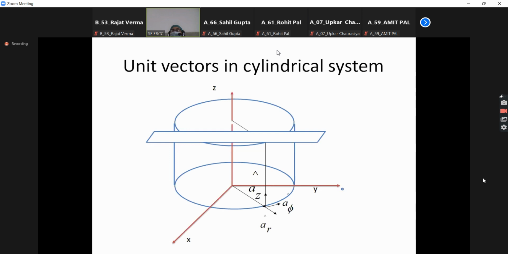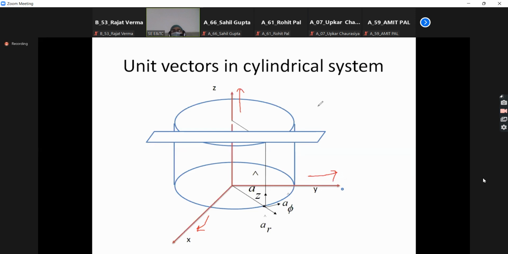So in the rectangular coordinate system, what are the three axes? A bar x, A bar y, A bar z. A bar x is along the increasing direction of x. That means here, this is the direction of A bar x. What will be the direction of A bar y? Increasing direction of y. And A bar z is the increasing direction of z.